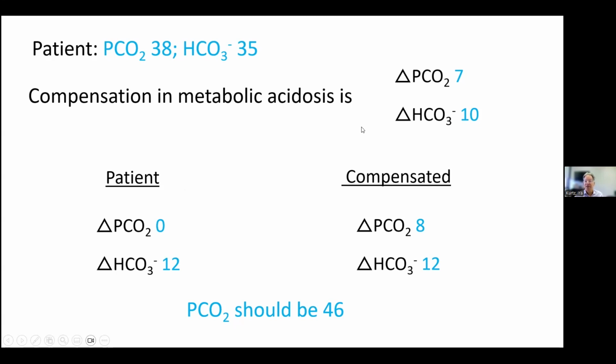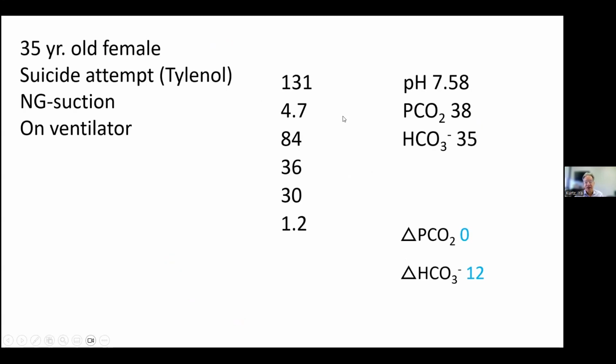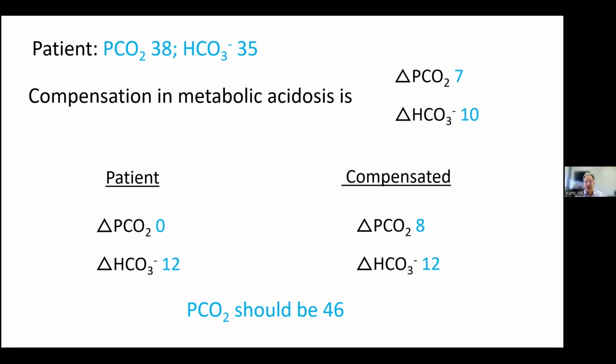We would expect, if this patient had a metabolic alkalosis from NG suction, that for every 10 increase in the bicarbonate, the PCO2 would have gone up by 7. It wouldn't stay at 38. So if the bicarb went up by 12, the PCO2 should go up by 8, assuming the normal female bicarbonate is around 23, which is the same thing as 7 to 10, 8 to 12. So if her PCO2 started at 38 and it went up by 8, it should be 46.